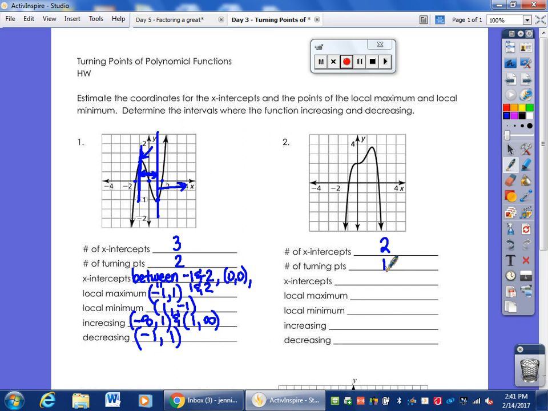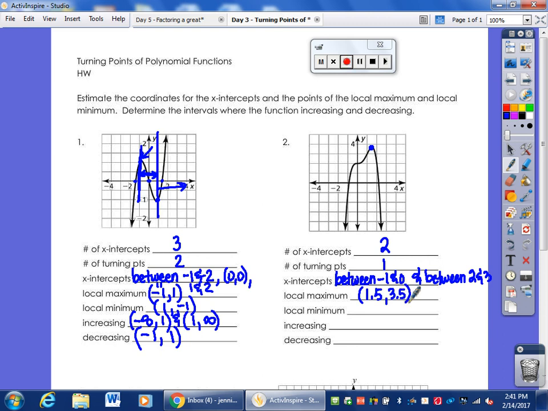X-intercepts, we've got 2 of them. They are between -1 and 0, and then between 2 and 3. Okay, the local max is right up here, the top part of the graph, and we're just going to estimate on that. So that is 1.5, comma, 3.5 about.